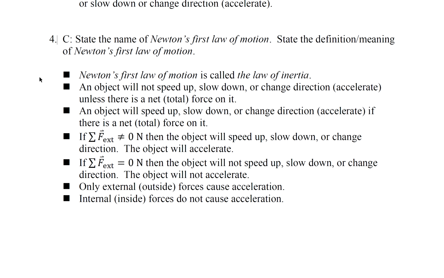An object will speed up, slow down, or change direction only if there is a net force on it. So if sigma f is not 0, then the object will speed up, slow down, or change direction. The object will accelerate. If the total external force on the object is 0, then the object will not speed up, slow down, or change direction. The object will not accelerate. Its speed and direction is the same. Only external forces cause acceleration. External means outside. Internal forces do not cause acceleration.